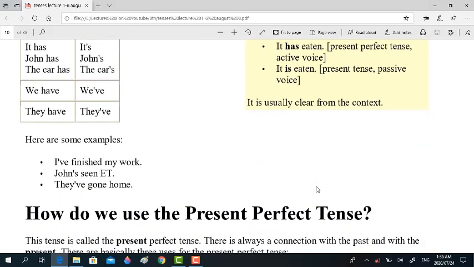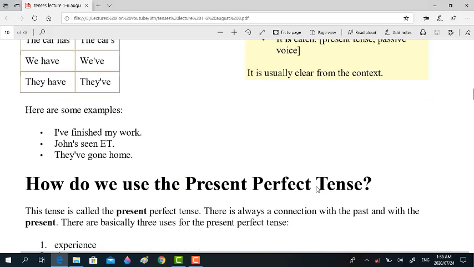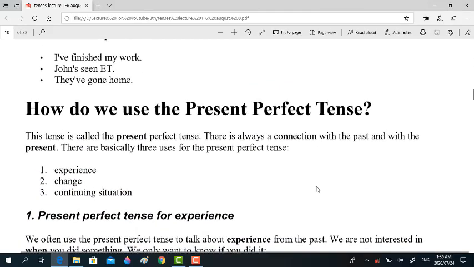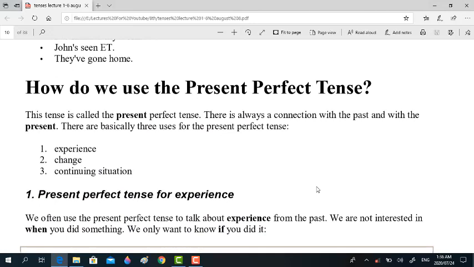Here are some examples. I have finished my work. John has seen it. They have gone home, right? Now look at its uses. How do we use the present perfect tense? This tense is called the present perfect tense. There is always a connection with the past and with the present.